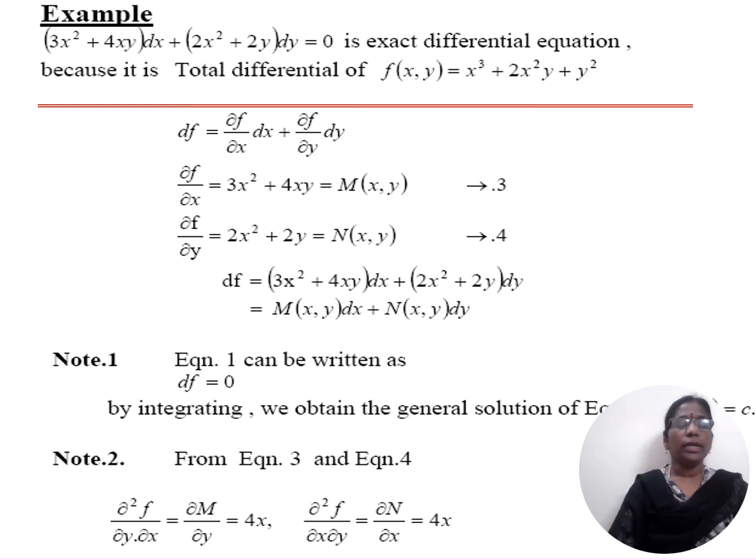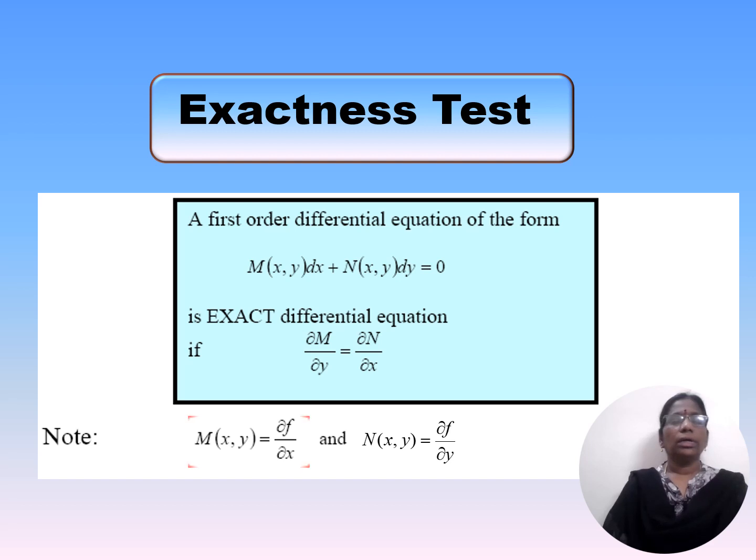The equation 1 can be written as a perfect differential of the function f, that is df = 0, and hence by integrating df = 0, we get the solution f(x,y) = constant. Now in this we can observe that the second order partial derivatives ∂²f/∂y∂x = ∂²f/∂x∂y. A differential equation of the form M(x,y) dx + N(x,y) dy = 0 is exact if it satisfies the condition ∂M/∂y = ∂N/∂x.